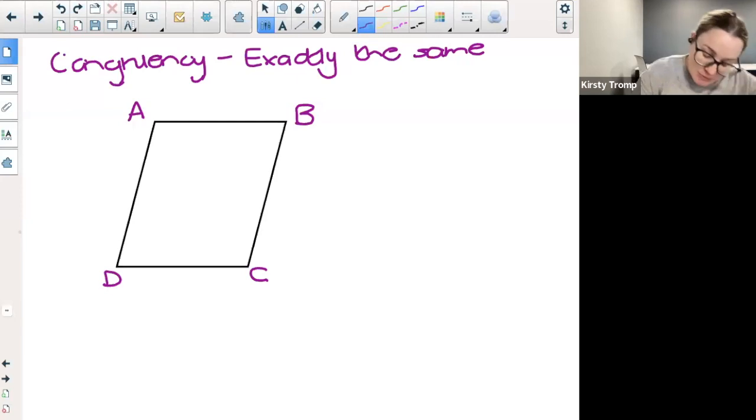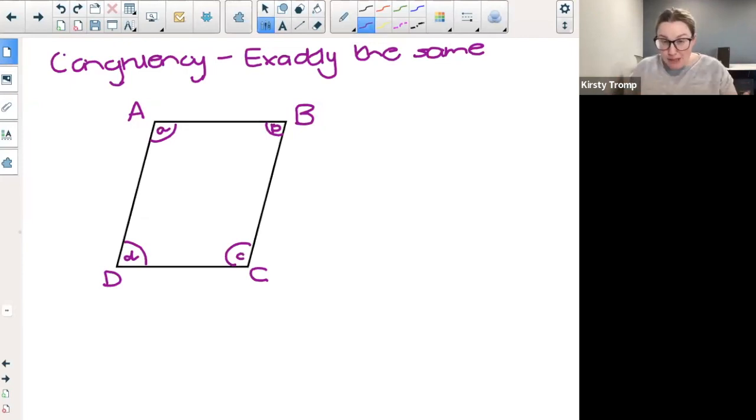All right, I'm going to tell you that this angle here is angle A. This angle here is little angle B. This angle here is little angle C. And that angle there is little angle D. Okay.